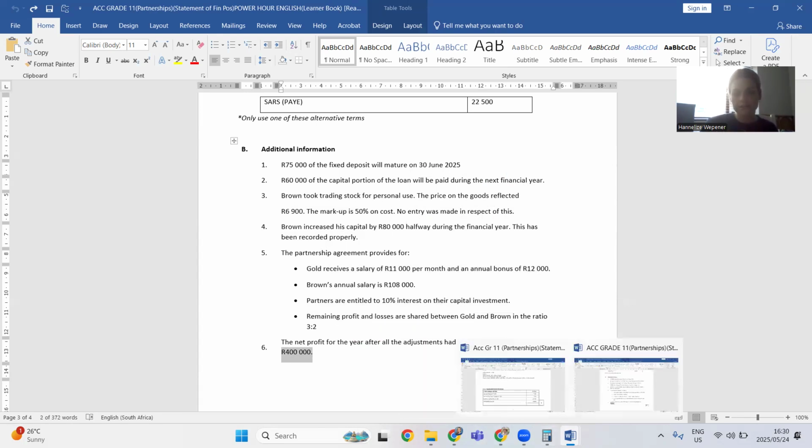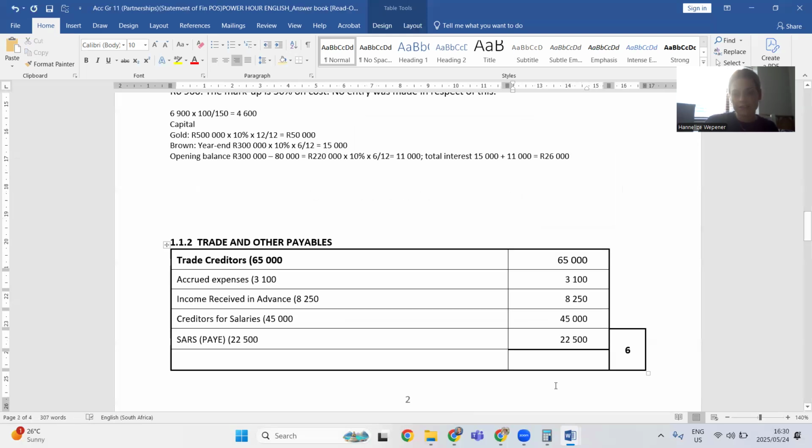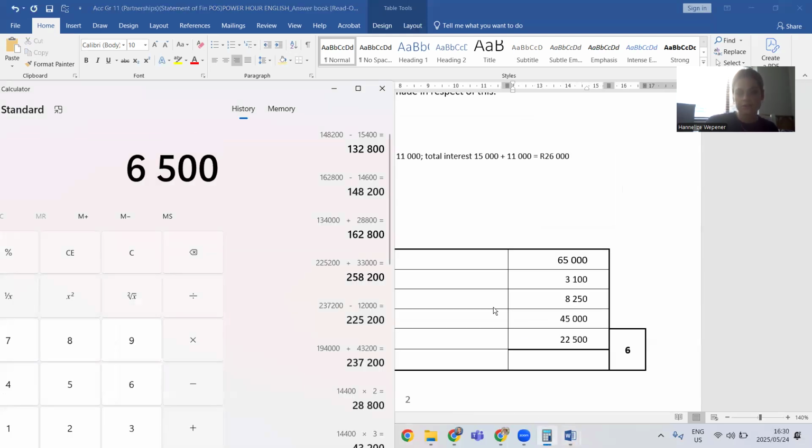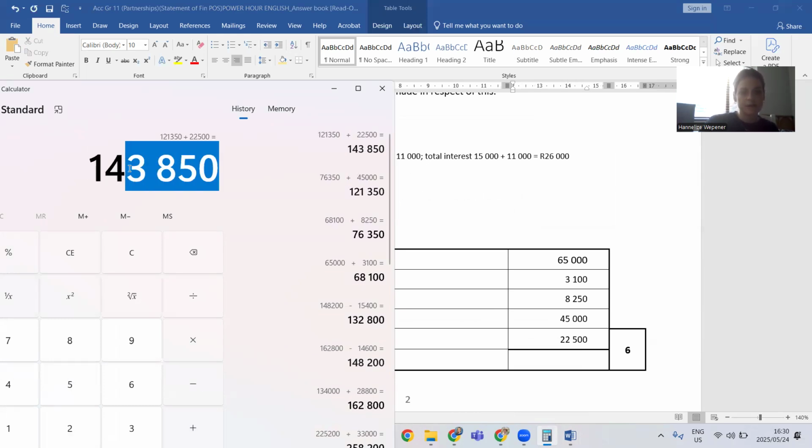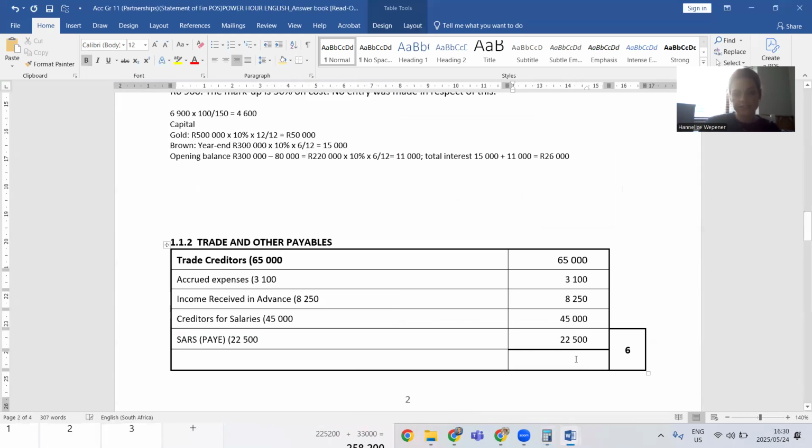distribution to our partners. So that is why we can say that these are our total amounts, 65 plus 31 plus 8,250 and 45,022,500. So this is the amount that you then want to see in your SFP for your trade and other payables on the face of the SFP. And that is it.